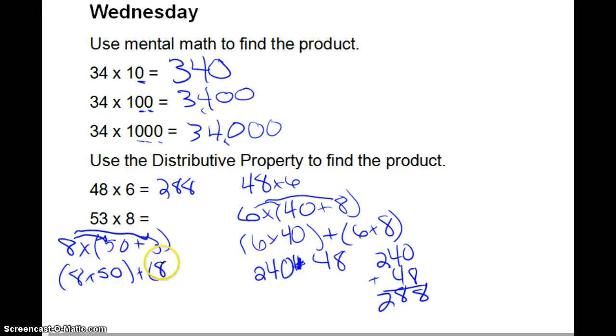plus 8 times 3. 8 times 5 is our basic fact we can do mentally, so that is 40 with a 0 because we have that times 50, not just 5. We're going to add that to 8 times 3, which we know very well is 24. And without stacking, we're going to call that 424.